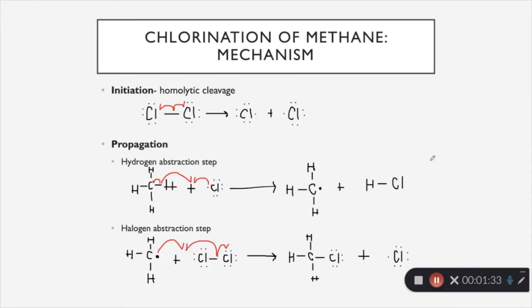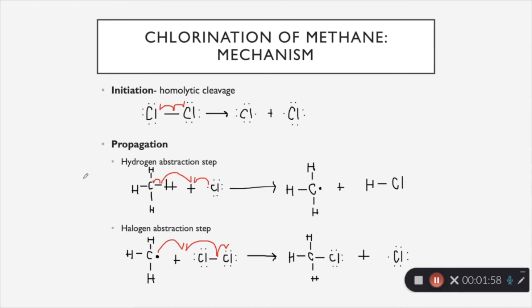So the first stage is going to be initiation, and this is going to be a homolytic cleavage. So we have our Cl2, our reagent right here, and we are going to homolytically cleave the bond, creating two chlorine radicals. And then the next step is propagation. And propagation is super important because this is the stage that will give us our two products.